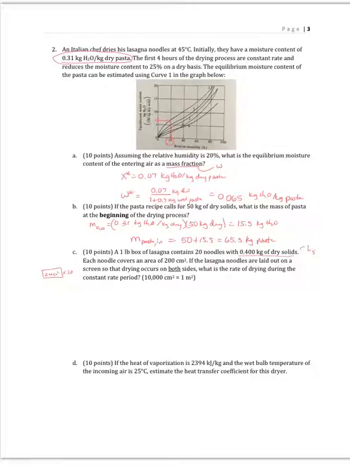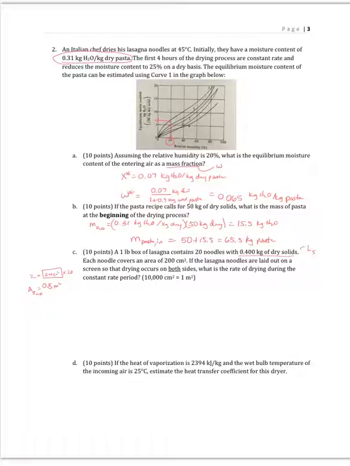If the lasagna noodles are laid out on a screen so that drying occurs on both sides, so therefore I want to multiply this times 2 because I have both sides. And so I end up with 8,000 square centimeters, or 0.8 square meters, is the surface area of these noodles in total. Okay? And we're asked to find the rate of drying during the constant rate period.